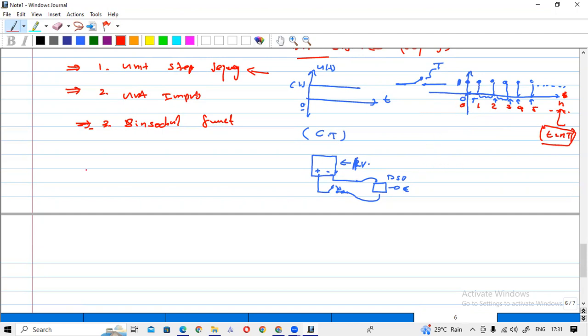You can represent the unit step function like this also. You have ones up to infinity. So it is a sequence of 1s.